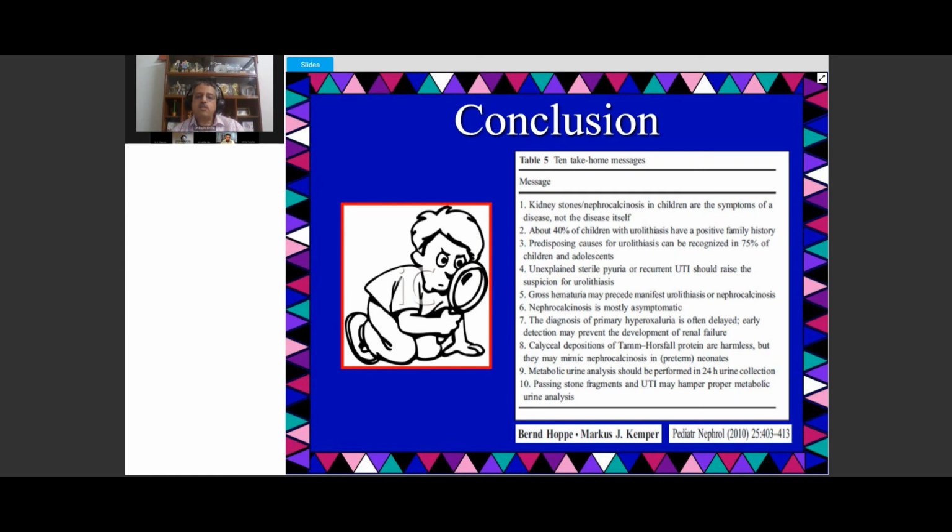Calcium deposition of Tamm-Horsfall protein is harmless. This I didn't mention in my slides, but it can mimic nephrocalcinosis in neonates, so it is very important for the pediatrician to know about it. And metabolic stone workup should be performed with a 24-hour urine collection, but you should avoid doing it immediately after a stone has been passed or in UTIs, because they will give wrong results.